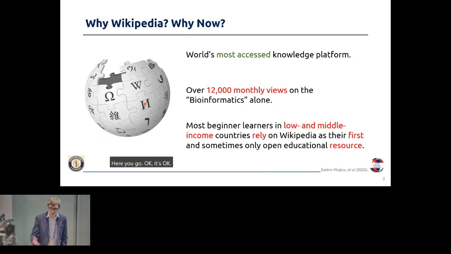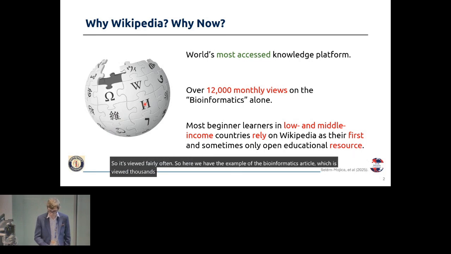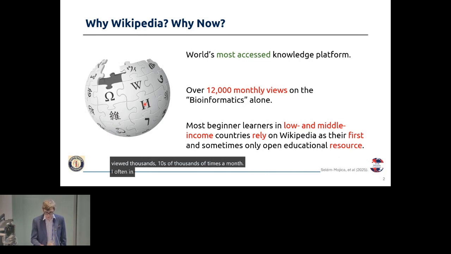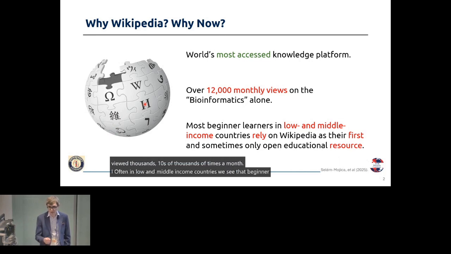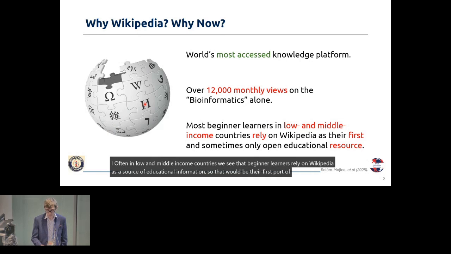So it's viewed fairly often. So here we have the example of the bioinformatics article, which is viewed tens of thousands of times a month. And often in low and middle income countries, we see that beginner learners rely on Wikipedia as a source of educational information. So that would be their first port of call. And sometimes that's their only open educational resource.